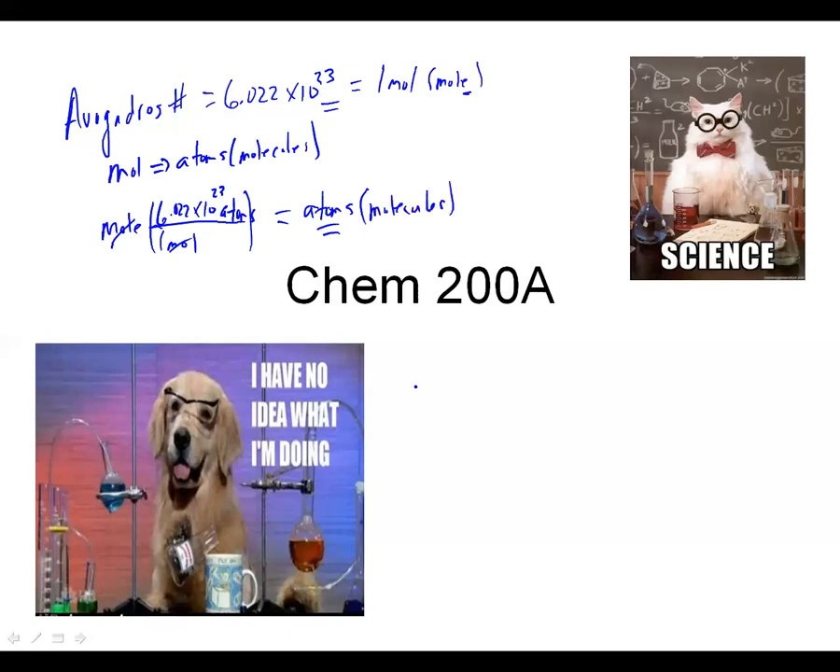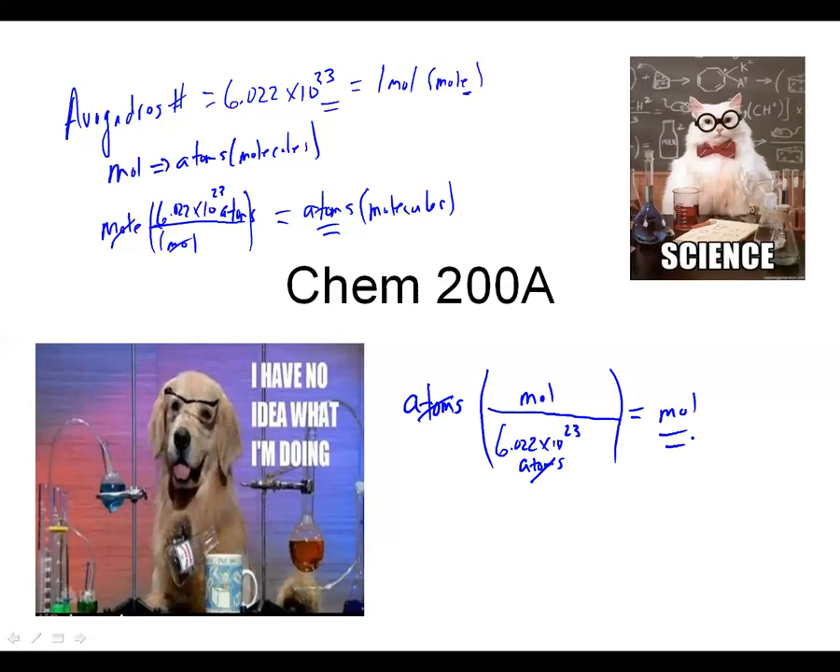Alternatively, if we had either atoms or molecules, we would use Avogadro's number to get to moles. To do that, if we started with atoms or molecules, we would divide by Avogadro's number. So we put the 6.022 times 10 to the 23 on the bottom there. Again, the atoms would cancel, moles would go on top, and we would end up with moles in this case.